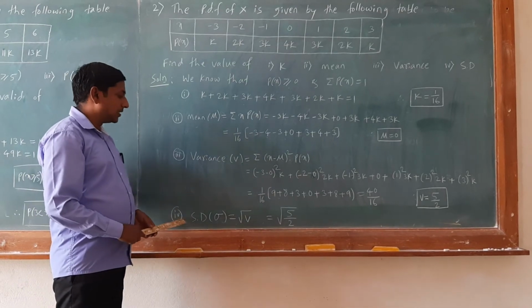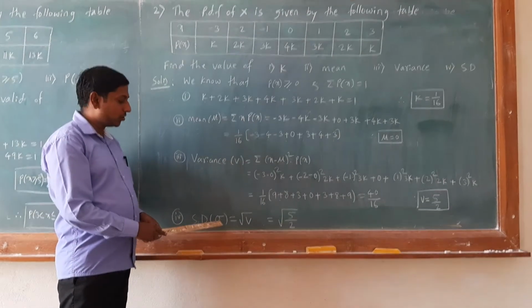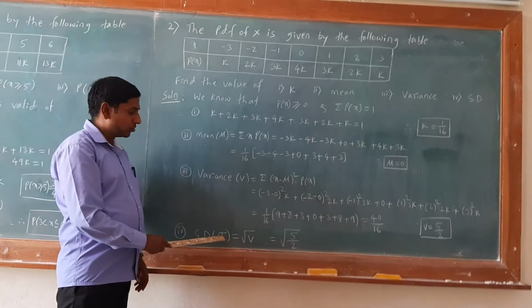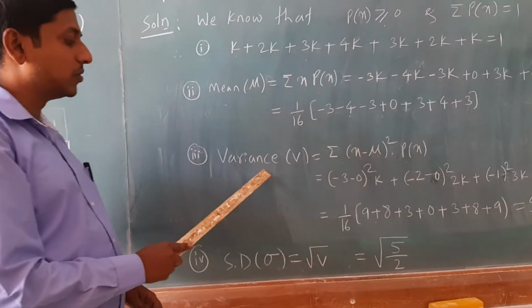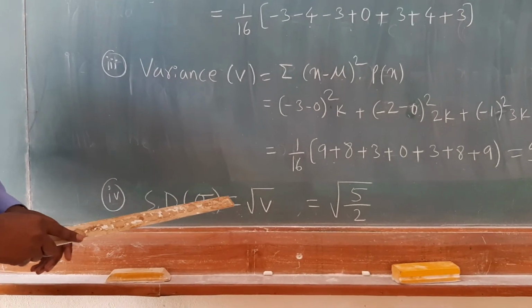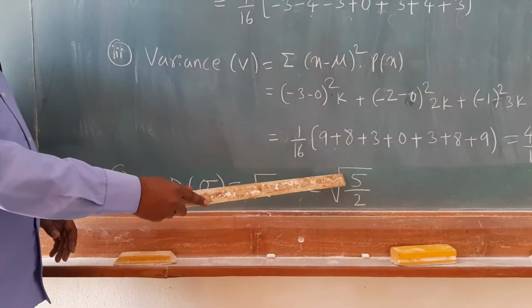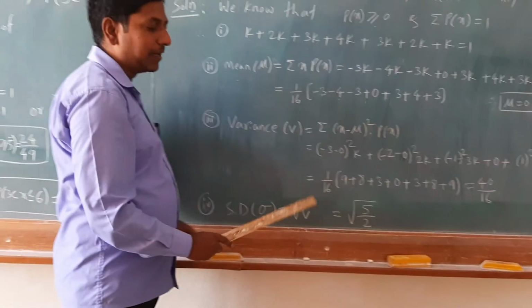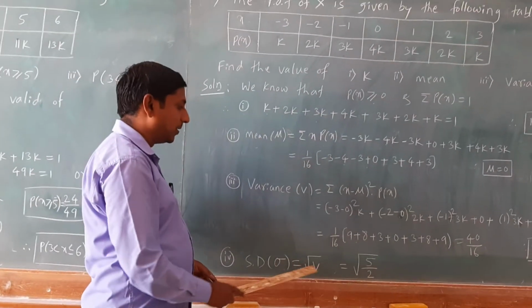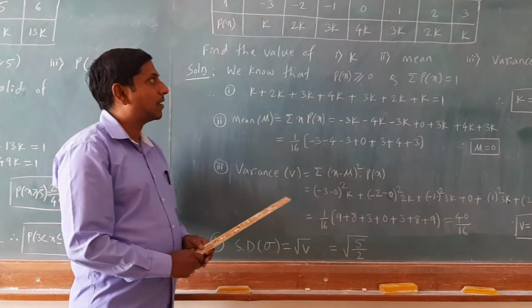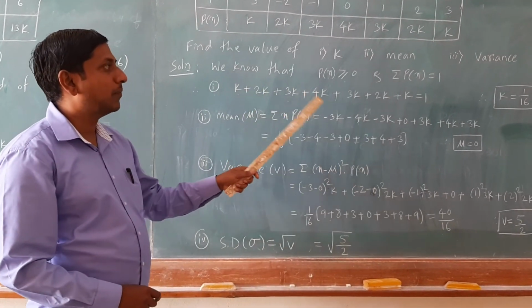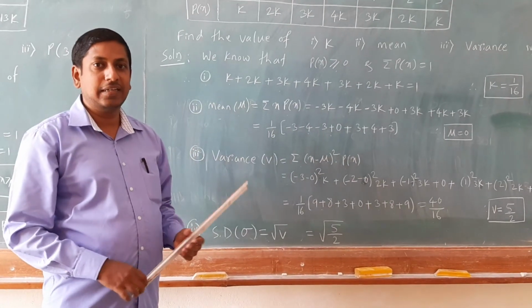Then the last one is the standard deviation, denoted as sigma. Sigma is equal to the square root of phi. So the square root of the variance will give the standard deviation value. The square root of phi, where our phi value is 5 by 2. So the standard deviation is the square root of 5 divided by 2. So this is the example for calculating k, mean, variance and standard deviation. Thank you.